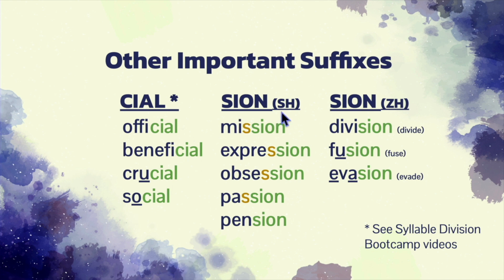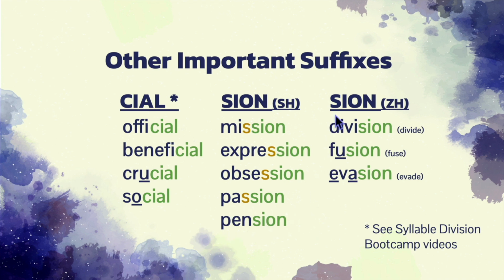This suffix has 2 different pronunciations. The most common one is shun with a sh sound. In these 4 words, we have the letter S before the suffix shun. These S's will go silent. So this word is not going to be miss-shun. It's mission, where this S goes completely silent. So here we have expression, obsession, passion, and pension.